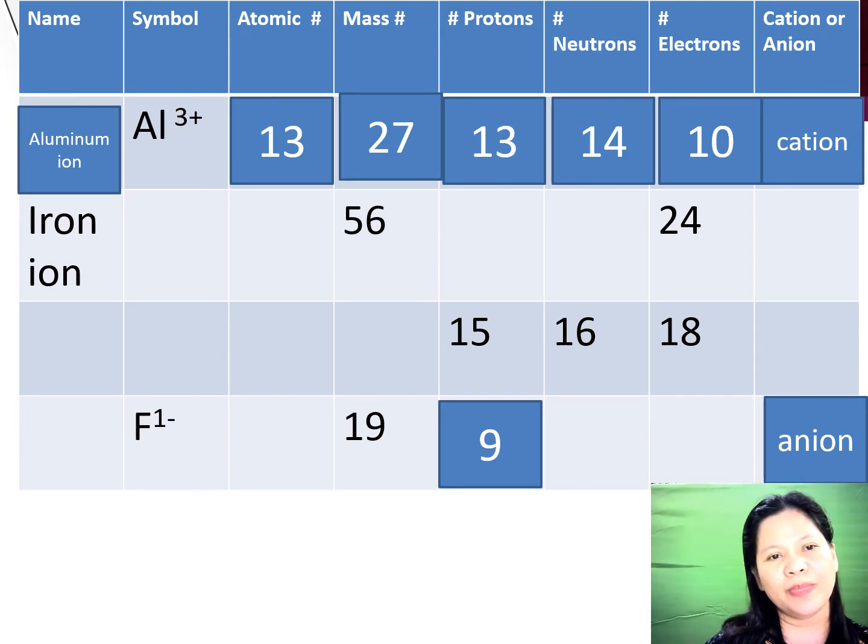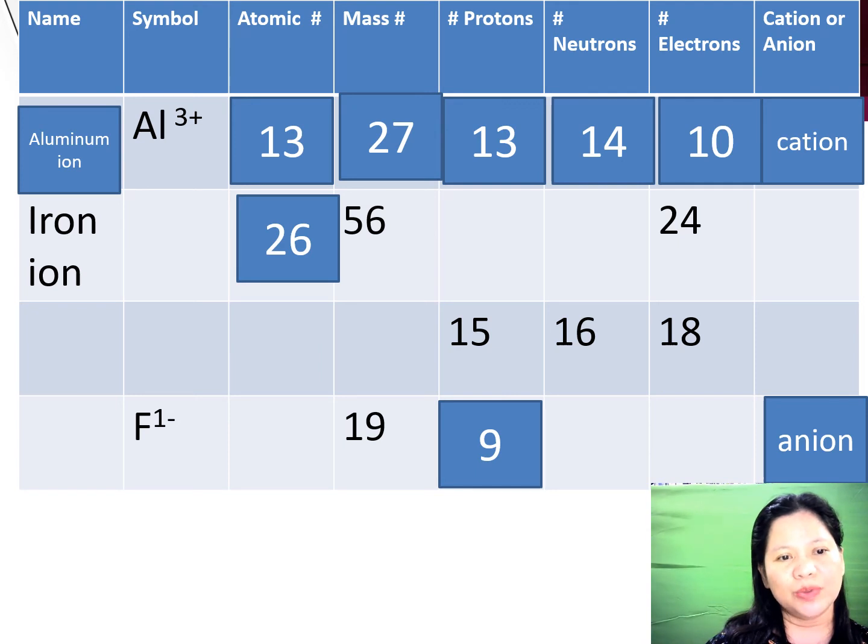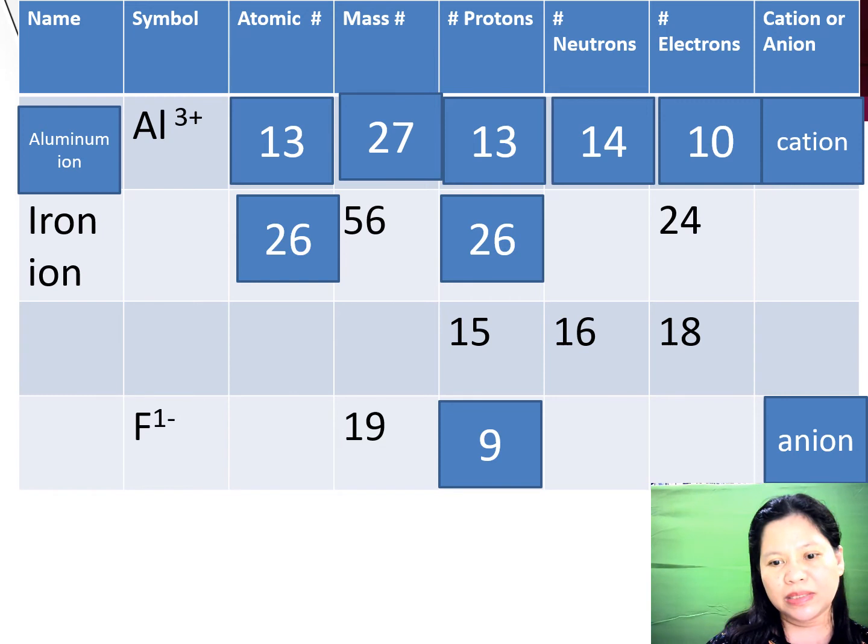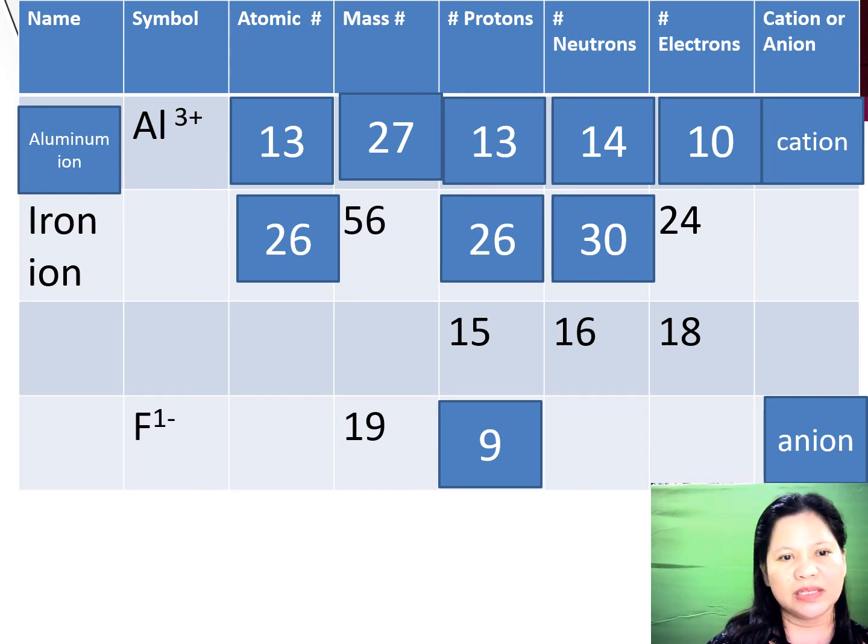So the mass number is 56, so the electrons is 24. Look at the atomic number of iron. The atomic number of iron is 26, but the electrons is 24. Therefore, the protons is still the same, 26. To get the neutrons, subtract 56 minus 26. That gives you 30. So what would be the charge?